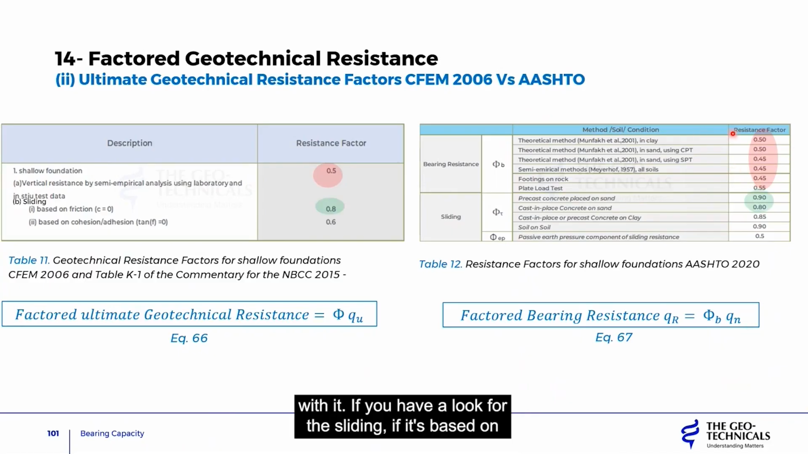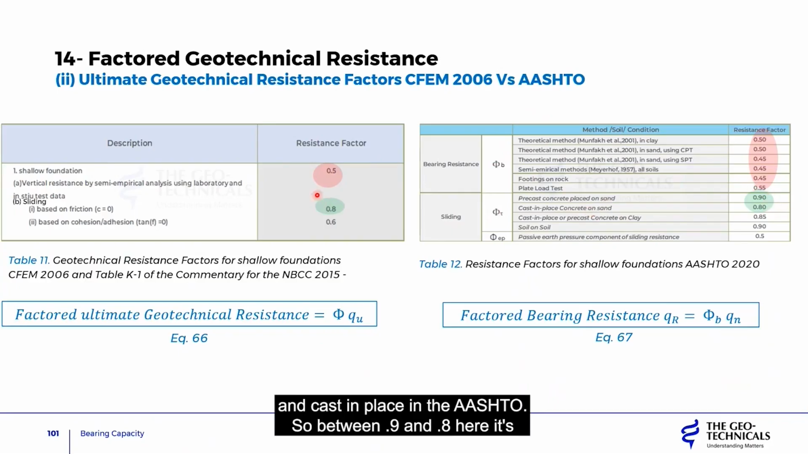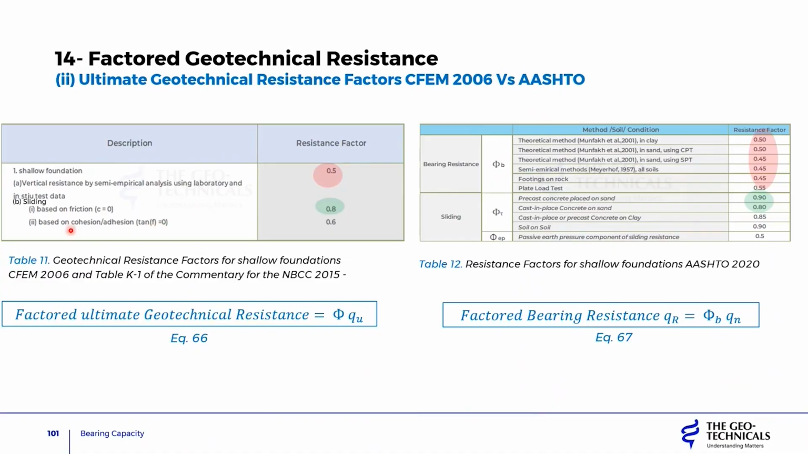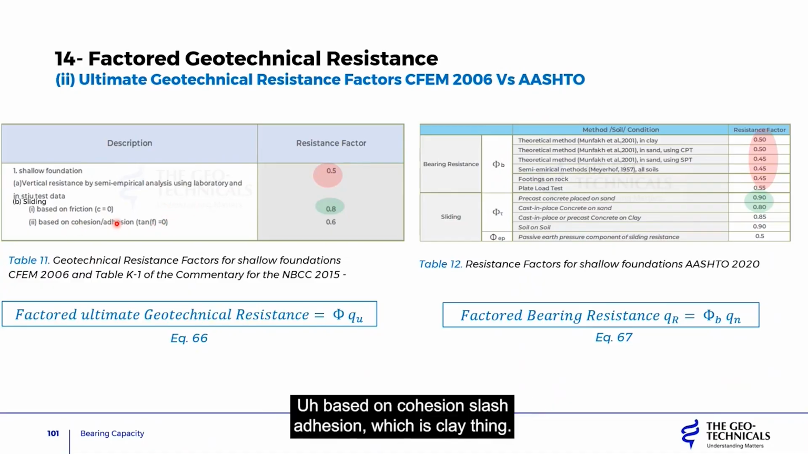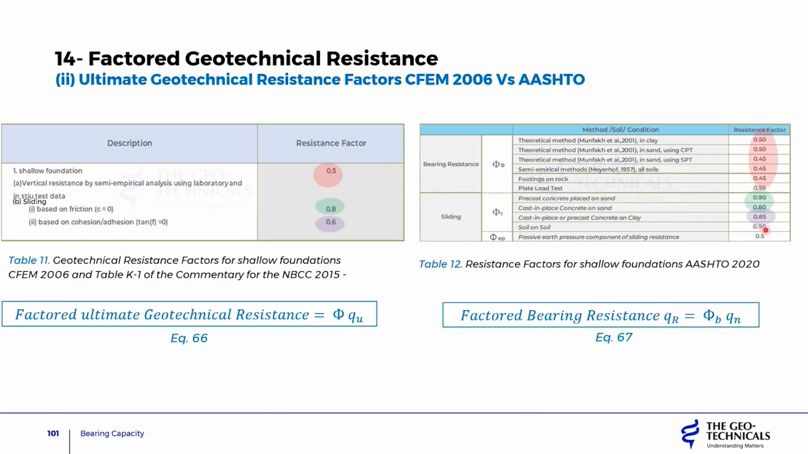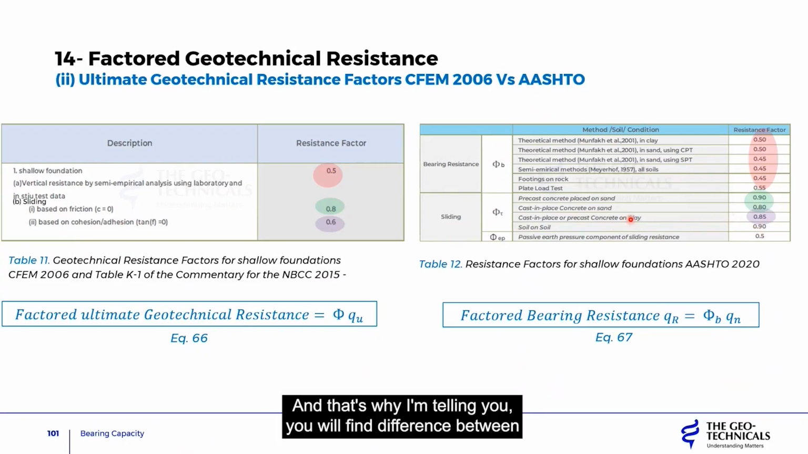If you have a look at the sliding, if it's based on friction like sand, it does differentiate between precast and cast-in-place in the H2. So between 0.9 and 0.8 here, it's 0.8. Based on cohesion/adhesion, which is a clay thing, it's 0.6 over here, but here it's a bit higher, so it's 0.85. And that's why I'm telling you, you will find differences between these factors in each code.